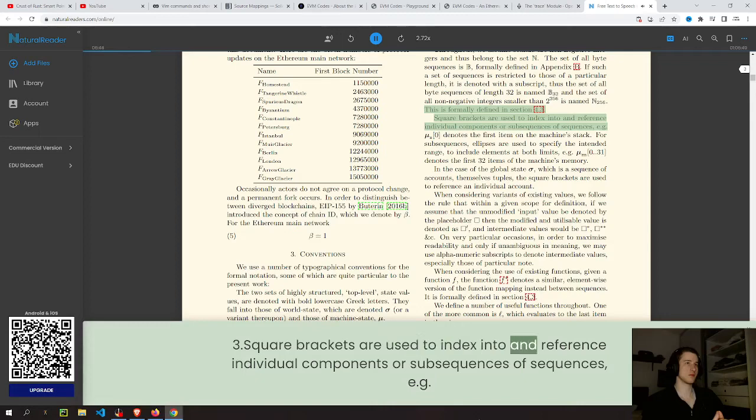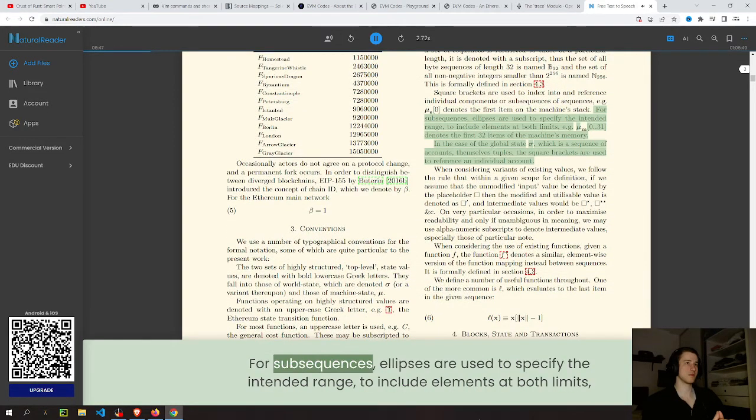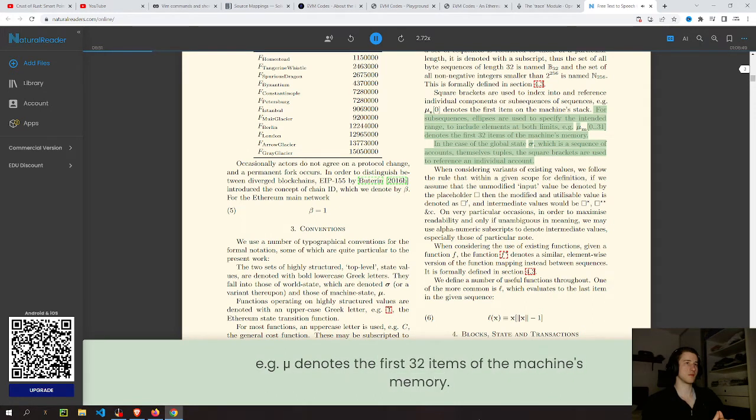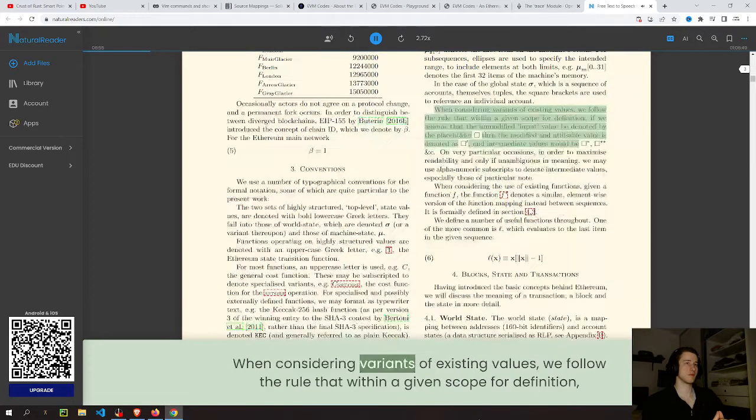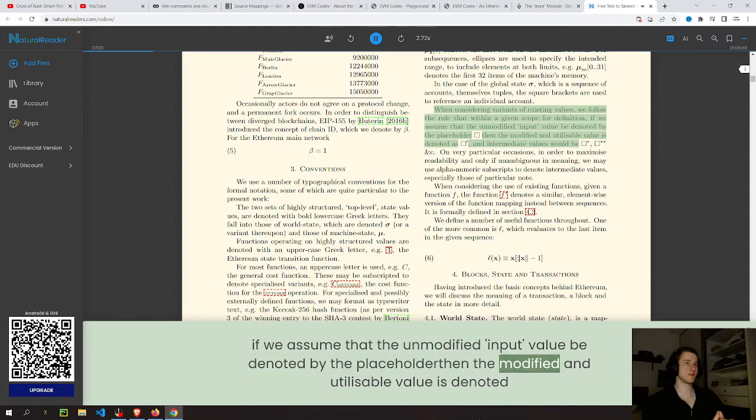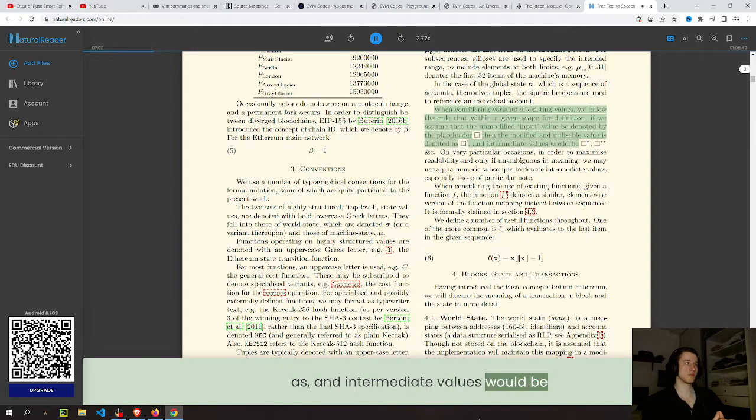Square brackets are used to index into and reference individual components or subsequences of sequences. For example, μ_s[0] denotes the first item on the machine stack. For subsequences, ellipses are used to specify the intended range, to include elements at both limits. For example, μ_m[0..31] denotes the first 32 items of the machine's memory. In the case of the global state, which is a sequence of accounts, themselves tuples, the square brackets are used to reference an individual account. When considering variants of existing values, we follow the rule that within a given scope for definition, if we assume that the unmodified input value be denoted by the placeholder □, then the modified and usually stable value is denoted as □′, and intermediate values would be □*, □**, etc.